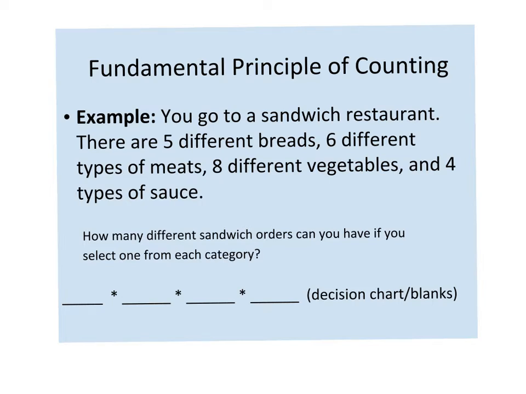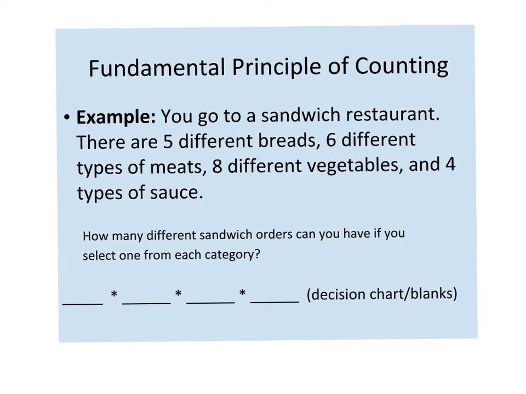We made what's called a decision chart here. In a decision chart, you will use a blank for each decision that you have to make. In this case, we have to make 4 decisions. We have to decide what kind of bread we want, what kind of meat, what kind of veggies, and then what type of sauce we want.